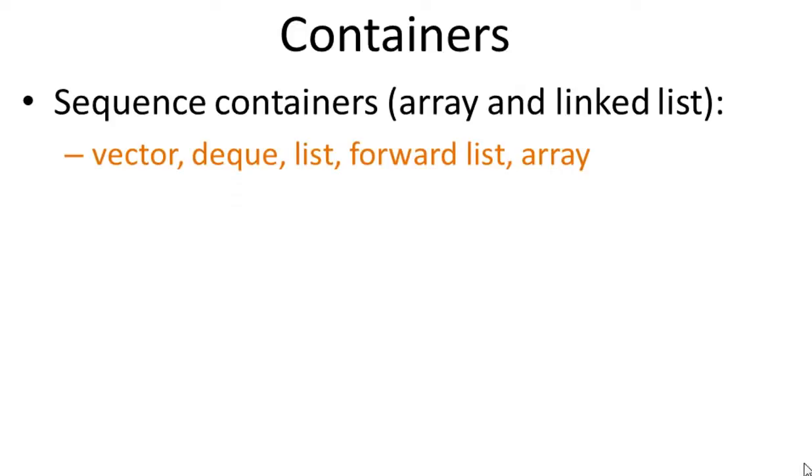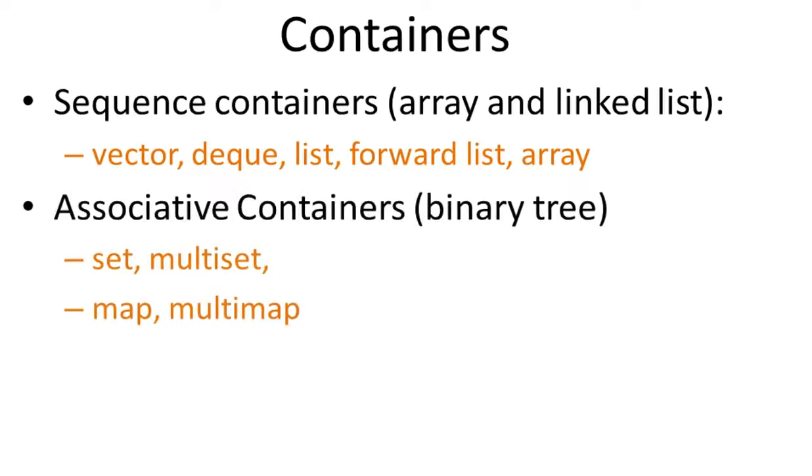First, let's look at the containers. There are three categories of containers. The first one is sequence containers. Array and linked list are sequence containers. The STL library provides vector, deque, list, forward list, and array.